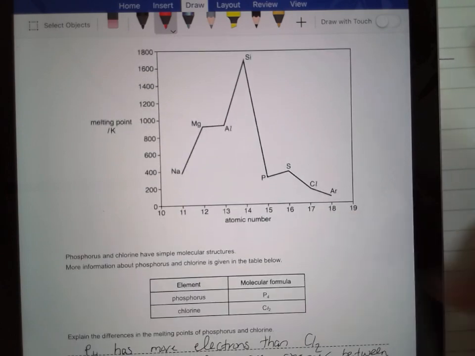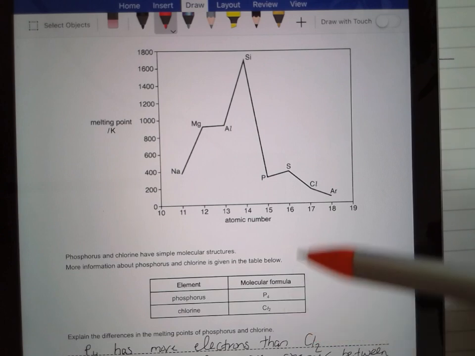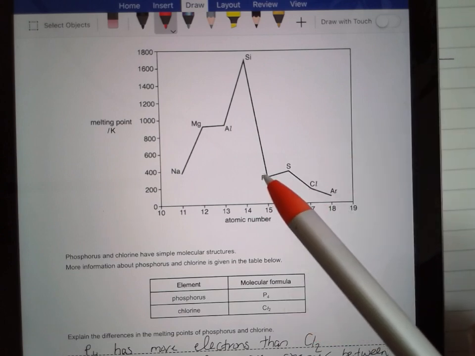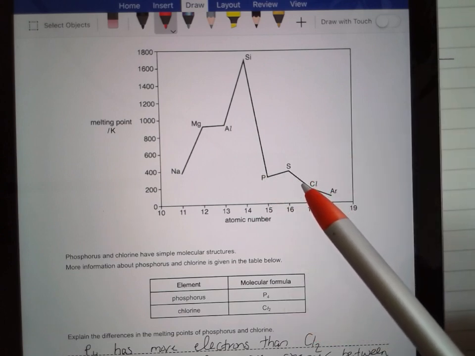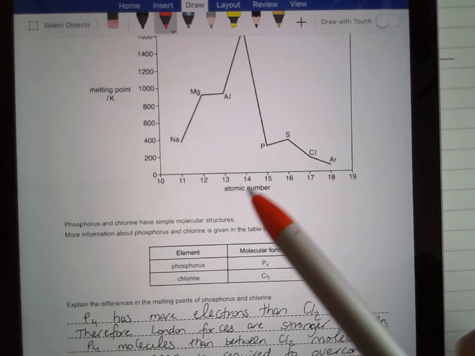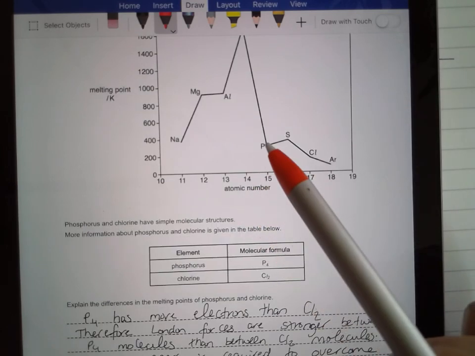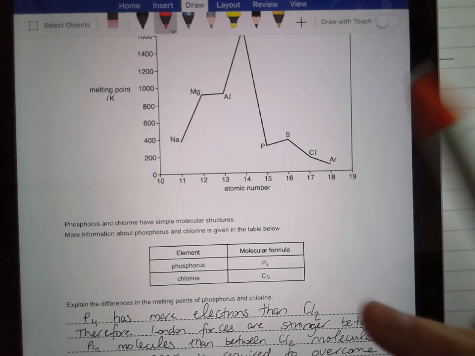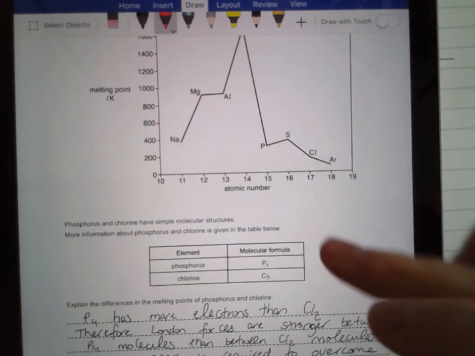The last question, you have got P4 and you've got Cl2. You can see from the graph that there's not a huge amount in it, but P4 does have a higher melting point than Cl2. You need to explain why.